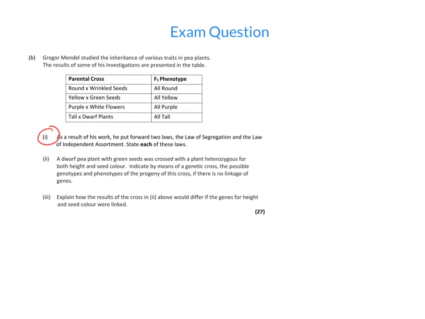So we're going to skip down to the second part, which says: a dwarf pea plant with green seeds was crossed with a plant heterozygous for both height and seed colour. Indicate by means of a genetic cross the possible genotypes and phenotypes of the progeny of this cross, if there is no linkage of the genes. So we just lay that out as normal. We have our parents, gametes, our Punnett square, our genotype first of all, and our phenotype.